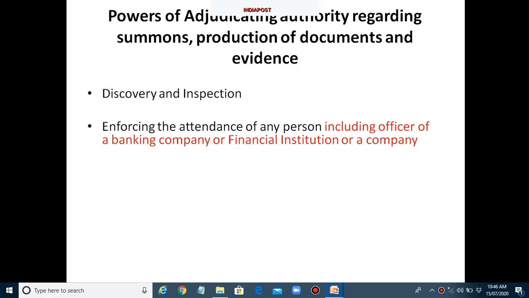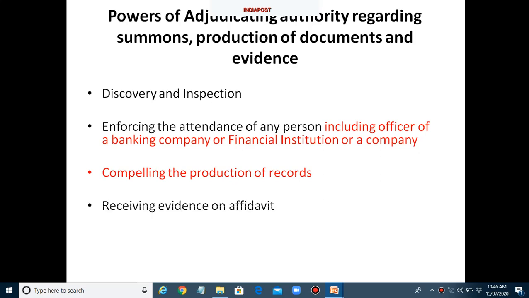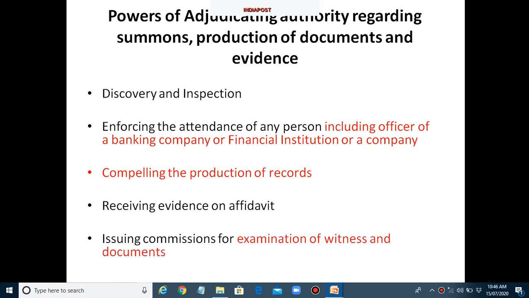Don't think that the post office word is not mentioned here. Financial institution definition includes Department of Post India. Let me show it in the next slide. Adjudicating authority can compel the production of records and receiving evidence on affidavit. Adjudicating authority can issue commissions for examination of witness and documents.